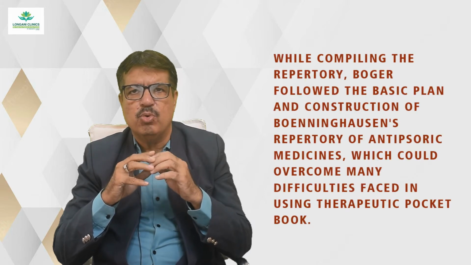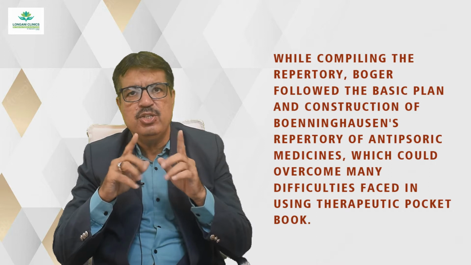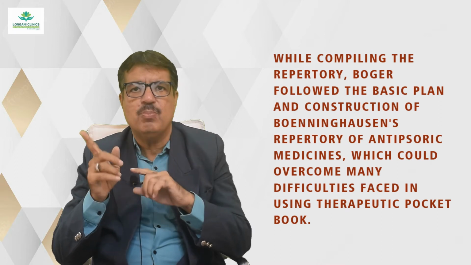Having found certain difficulties in day-to-day use of therapeutic pocketbook, BOGER tried to modify the structure and content of the book by adding many medicines and rubrics drawn from his own experience and other sources. Thus, the book has undergone a vast change, but its principles have remained unchanged. While compiling the repertory, BOGER followed the basic plan and construction of BOENNINGHAUSEN'S repertory of antipsoric medicines, which could overcome many difficulties faced in using therapeutic pocketbook.